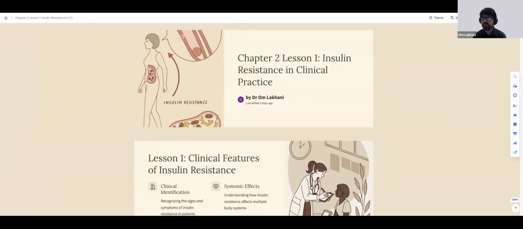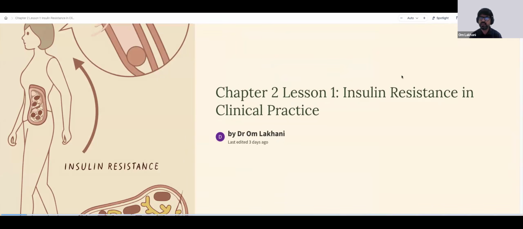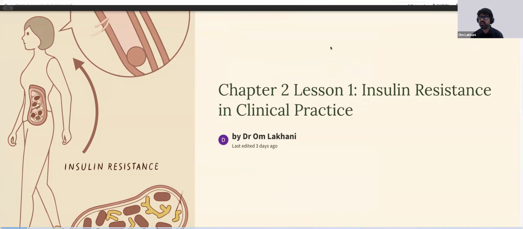So Amit, if you can confirm, can you see my screen? Still not full screen. Yeah. Can you see my screen in full screen mode? Yeah, I think you're muted probably, Amit. So, okay, I think it should be visible.